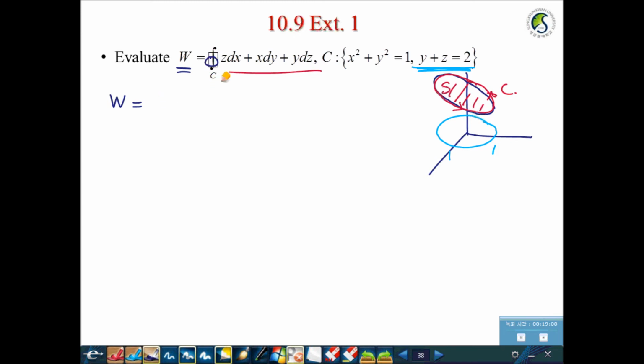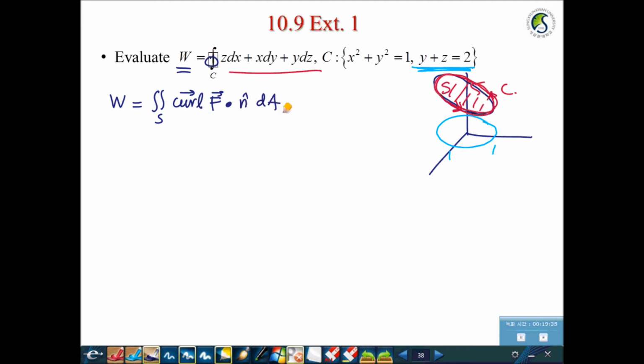So we think that this is hard to evaluate as a line integral, right? Because this path is a little bit tricky. This slanted path is hard to evaluate, so we decided to use Stokes' theorem to evaluate that as a double integral.